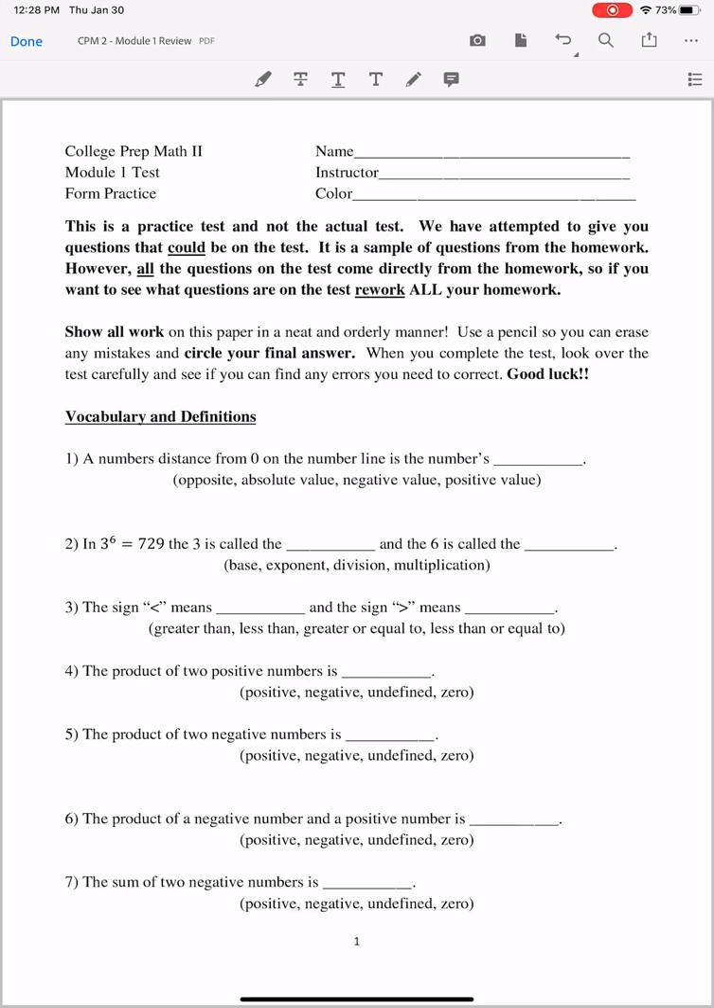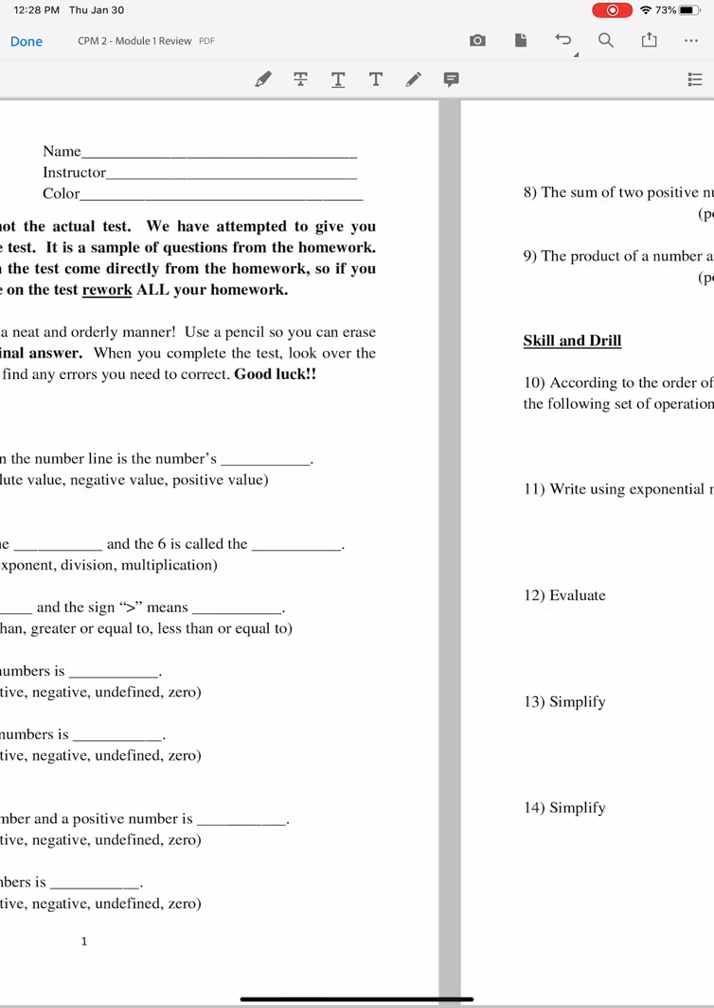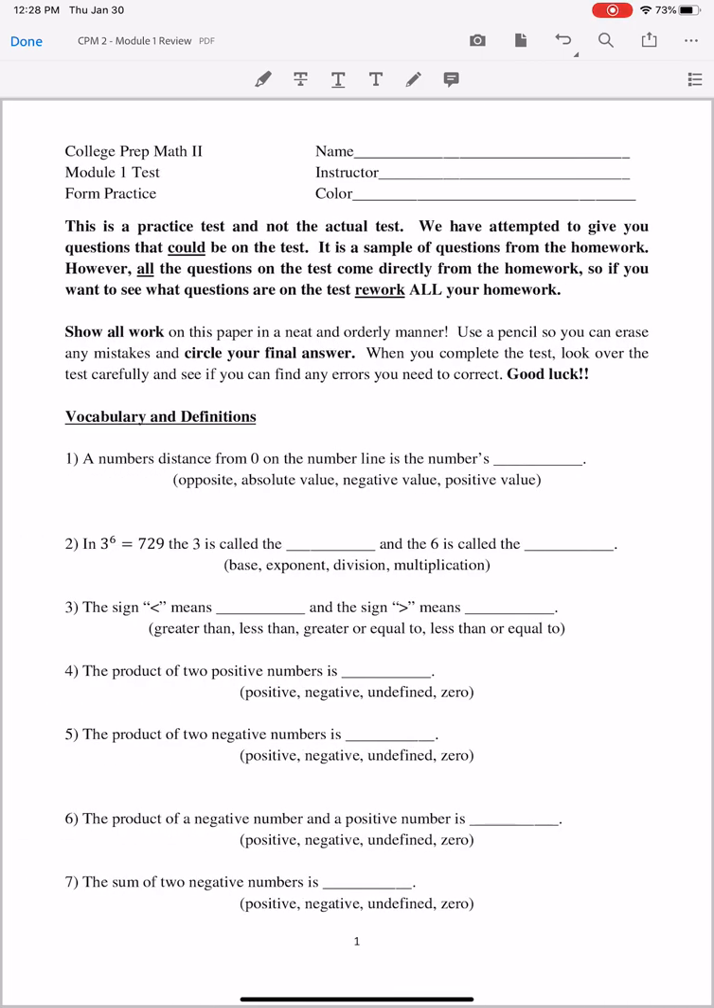We're going to go through your Module 1 review. It starts off with a couple vocab and definitions. On here we only have 9 vocabulary. In your vocab you have more than that, so you want to study all of it, not just the ones that are on here. The first one says a number's distance from 0 on the number line is the number's absolute value.